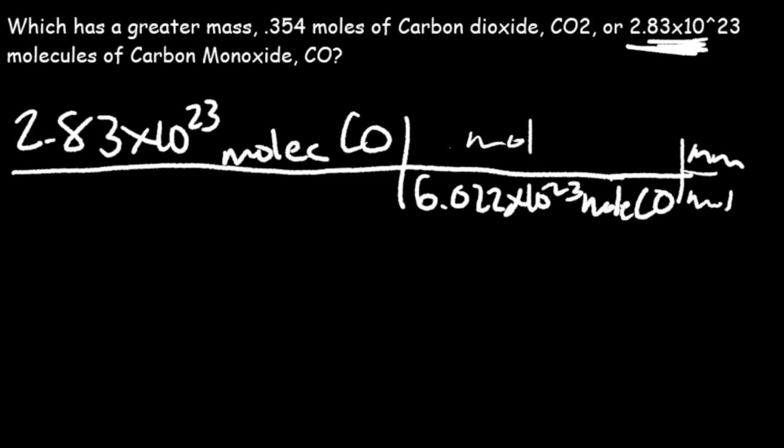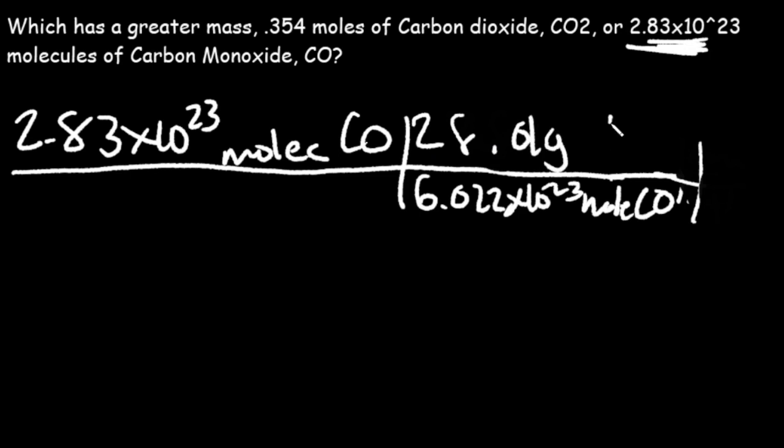So instead, what we can do is just multiply by the molar mass, because there's a 1 here and a 1 there. All you need to do is just multiply by the molar mass over here. If that makes any sense. So just multiply by 28.01 grams of carbon monoxide.